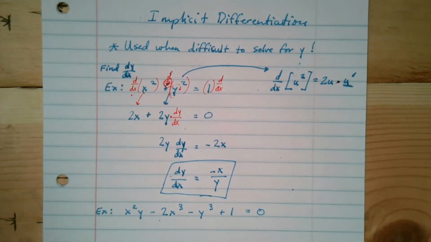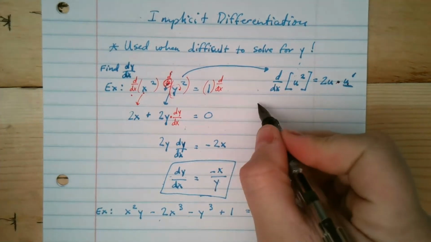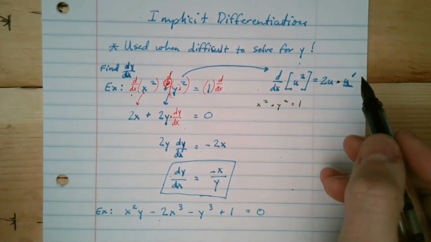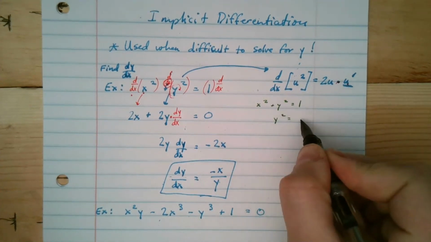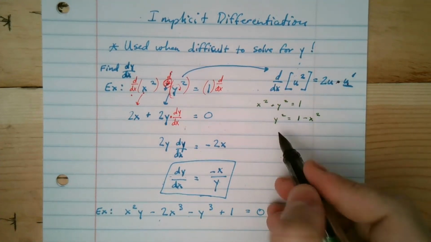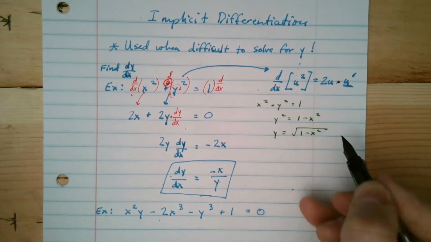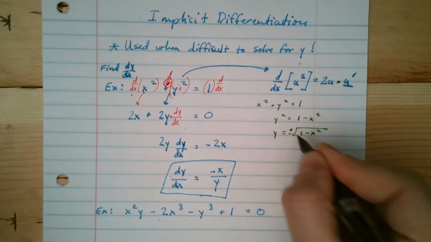Now, the reason I chose to start with a really simple problem, if I take this original problem, x squared plus y squared equals 1, and move that x squared over, I get y squared equals 1 minus x squared. And if I take the square root of that, I get y equals the square root of 1 minus x squared. Okay, so I could do all of that, and it's going to be, of course, plus or minus.